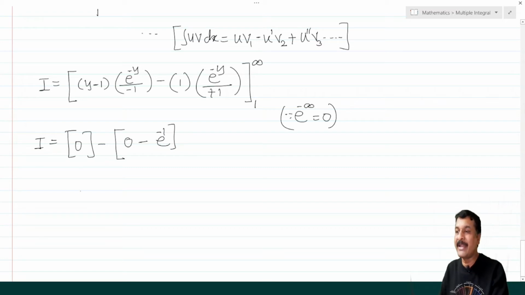So simplify it. What is it? I equal to this minus minus plus e raised to minus 1. It means that I equal to 1 by e, which is your required answer.